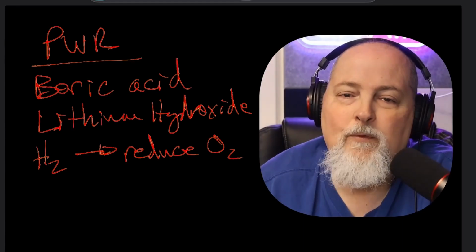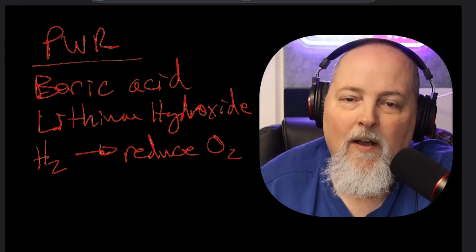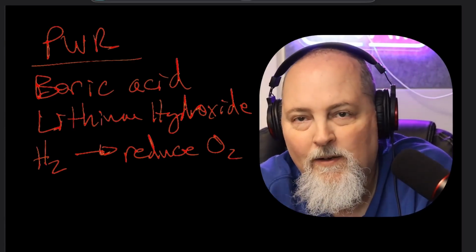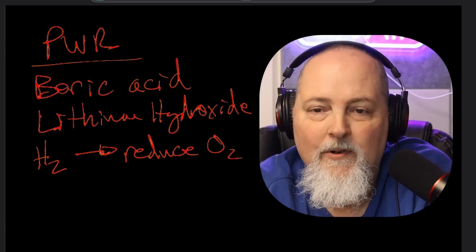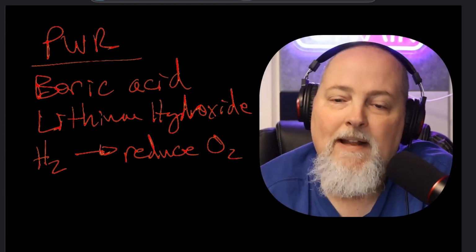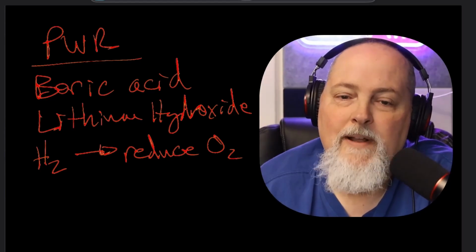So if we get air in-leakage, the oxygen reacts first. A small leak is manageable. A large leak uses up our hydrogen inventory, and we possibly get nitric acid formation, and that's bad. So, all right.